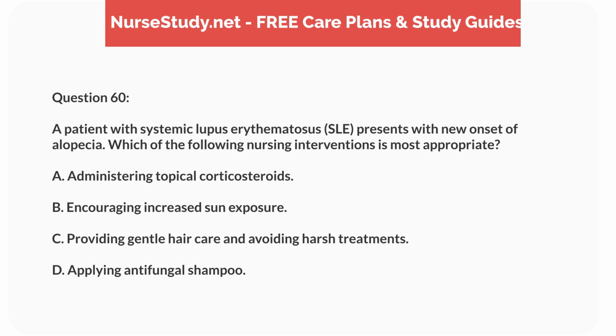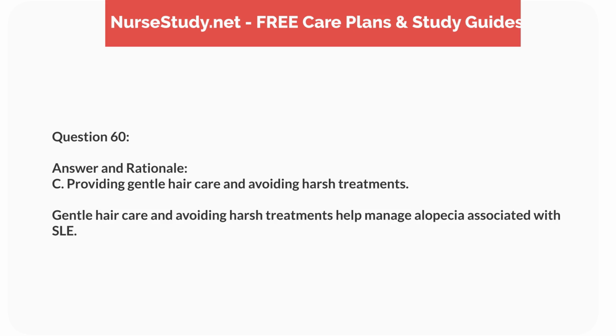Question 60. A patient with systemic lupus erythematosus, SLE, presents with new onset of alopecia. Which of the following nursing interventions is most appropriate? A. Administering topical corticosteroids. B. Encouraging increased sun exposure. C. Providing gentle hair care and avoiding harsh treatments. D. Applying antifungal shampoo. Answer and rationale. C. Providing gentle hair care and avoiding harsh treatments. Gentle hair care and avoiding harsh treatments help manage alopecia associated with SLE.